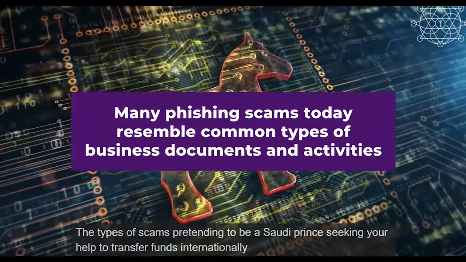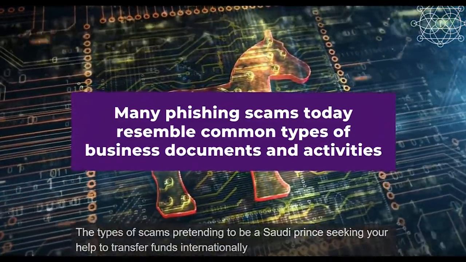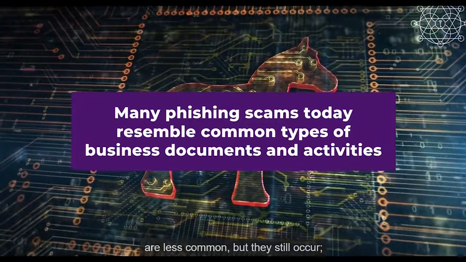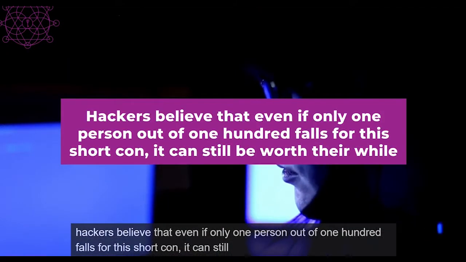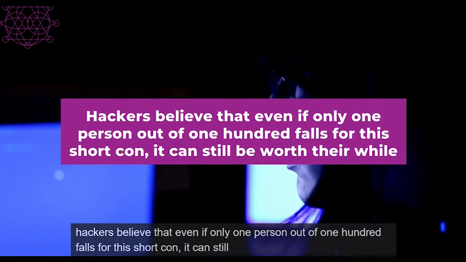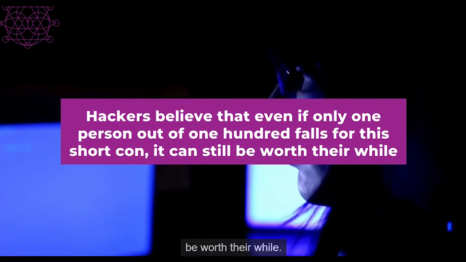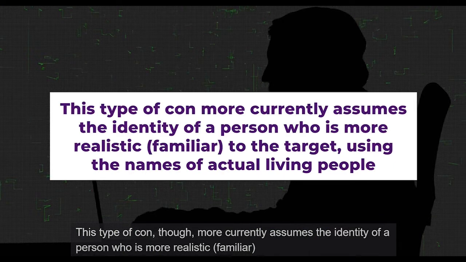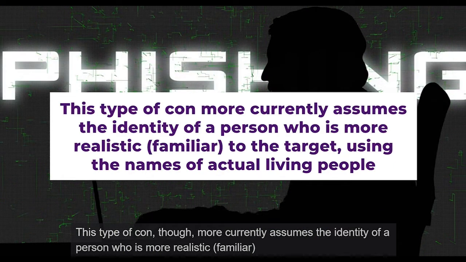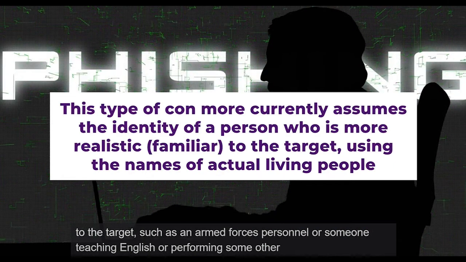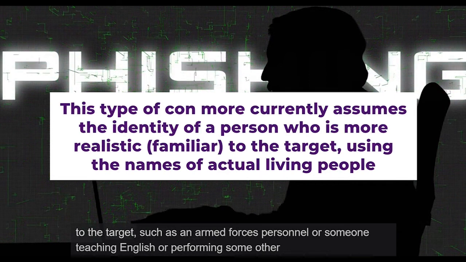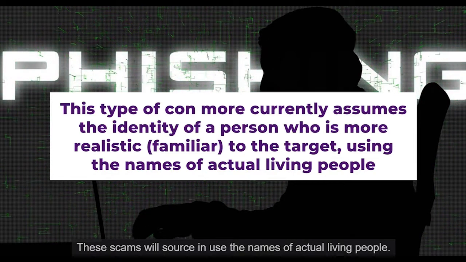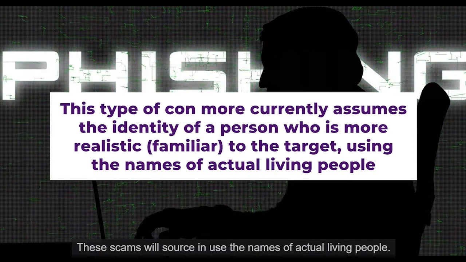The type of scams pretending to be a Saudi prince seeking your help to transfer funds internationally are less common, but they still occur. Hackers believe that even if only 1% out of 100 falls for the short con, it can still be worth their while. This type of con, though, more currently assumes the identity of a person who is more realistic or familiar to the target, such as an armed forces personnel or someone teaching English or performing some other job overseas. These scams will source and use the names of actual living people.